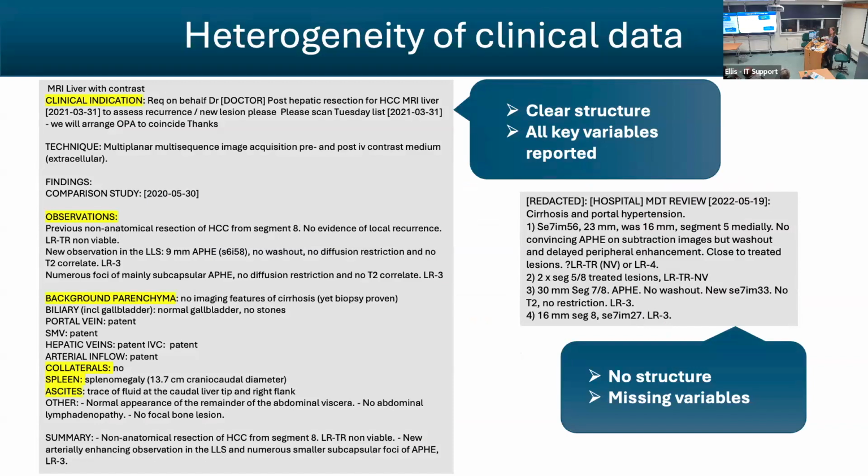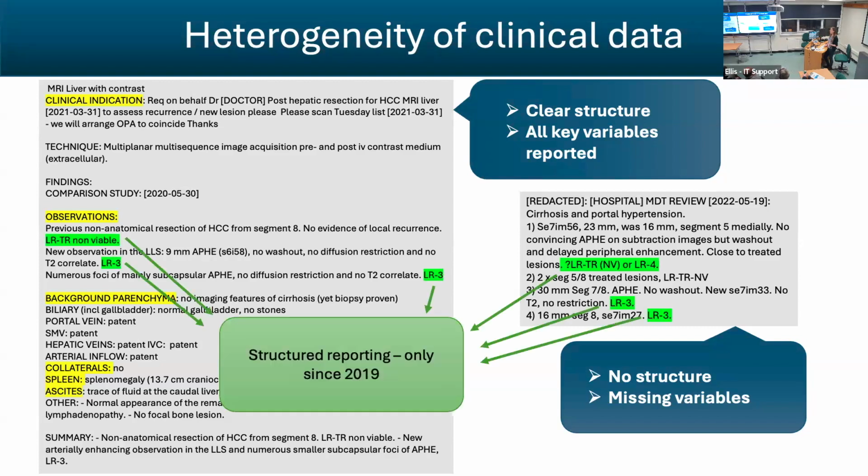And second of all, it's hard to reconcile that with all of the other reports, which perhaps are much shorter. They have no structure and there's lots of variables that are missing. They're not reported. So we don't actually know if they're absent or perhaps the radiologist didn't comment on it. And as a note, that short report is actually an MDT review. So this is not the full report, but that's all that we have access to because that was done here in Addenbrooke's and the imaging was done elsewhere.